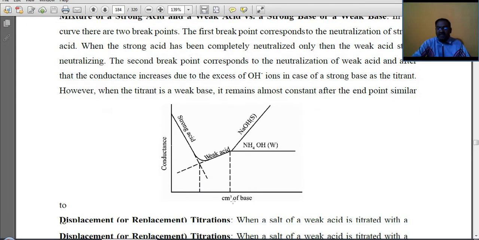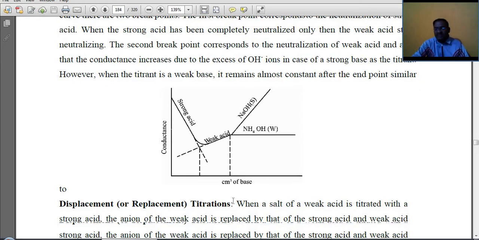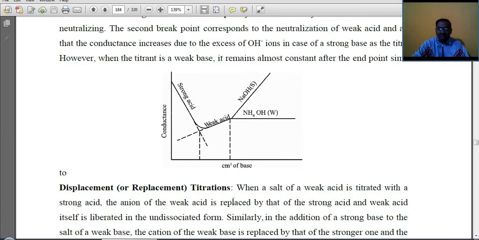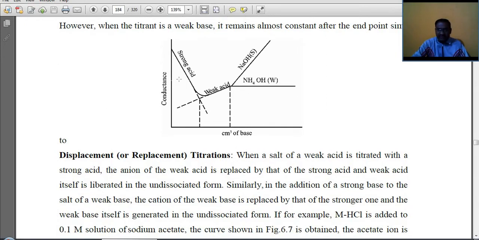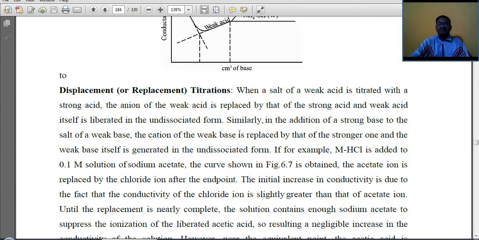However, when the titrant is a weak base, the conductance remains almost constant after the endpoint, similar to the weak base titrant alone. Here first the strong acid is neutralized, then the weak acid undergoes neutralization, and on adding more base, the concentration of sodium hydroxide and OH minus ions increases. Next, what is meant by displacement or replacement titration?